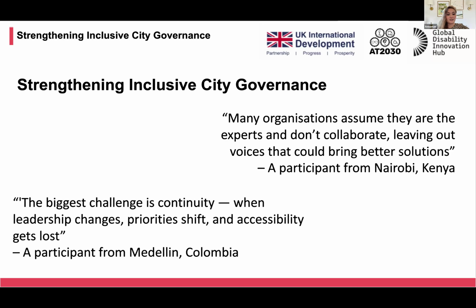And secondly, from Medellín, Colombia, the biggest challenge is continuity. When leadership changes, priorities shift and accessibility gets lost. And I think that's really important about why this needs to be a continuous, non-standalone project that crosses different projects and isn't siloed as one specific thing. So next slide.